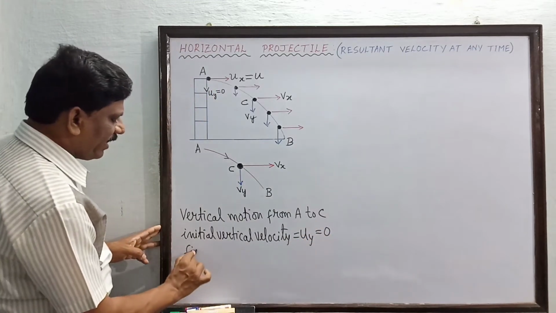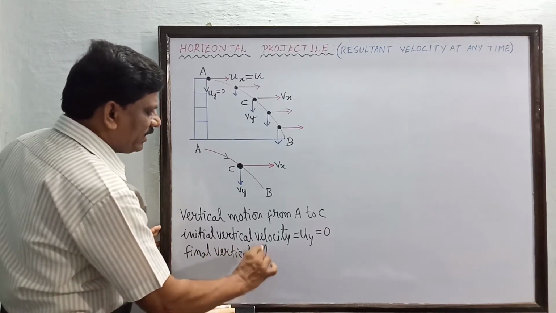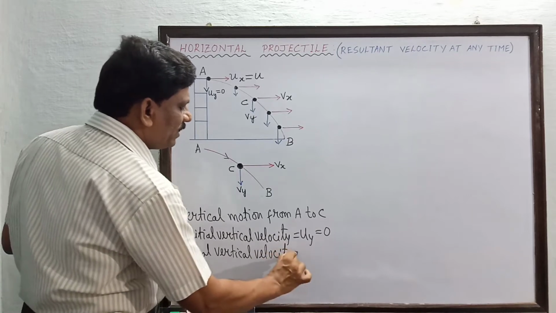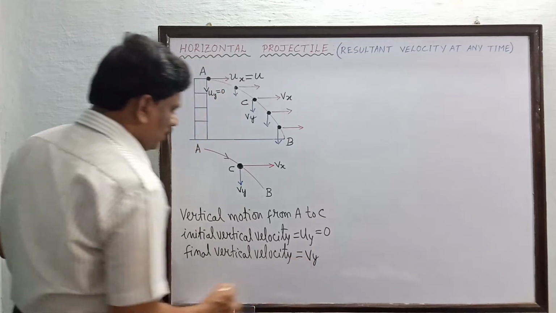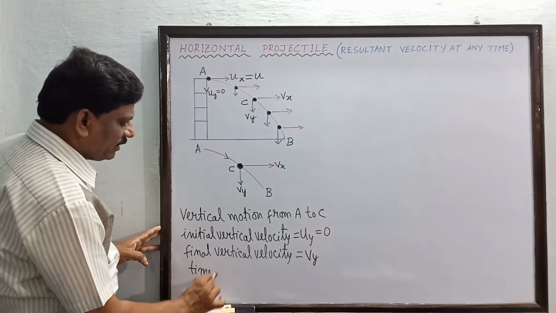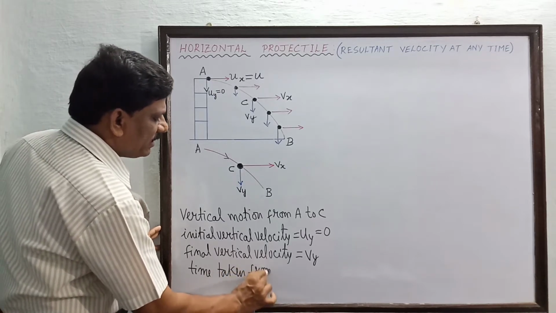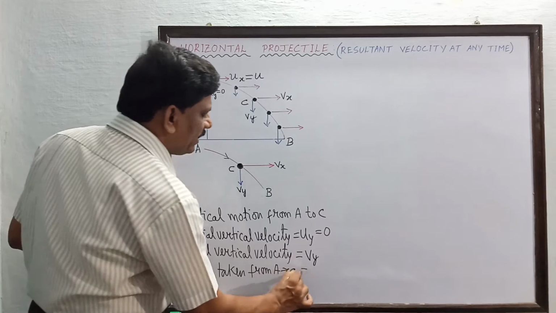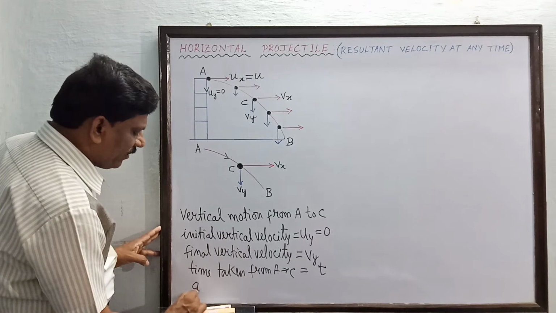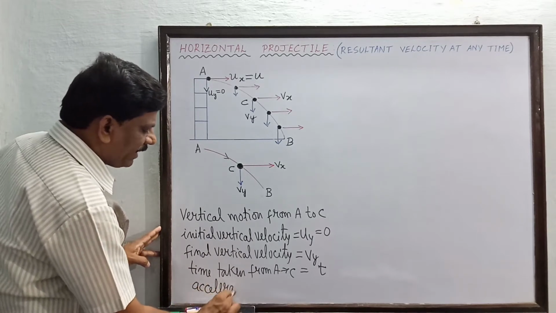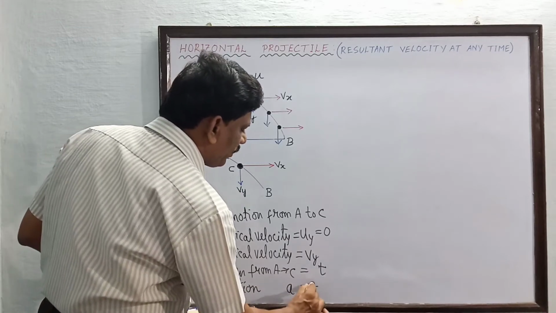And the final vertical velocity at C, the symbol we are using is Vy. The time taken to travel from A to C is t. And since it is vertical motion, it will have an acceleration, so the acceleration of the body is a equal to plus g.